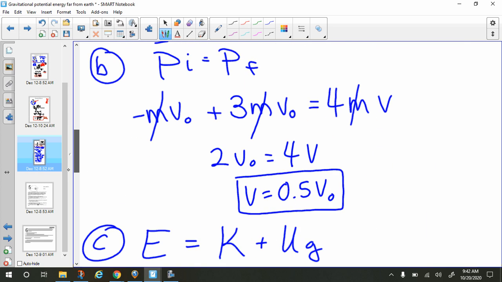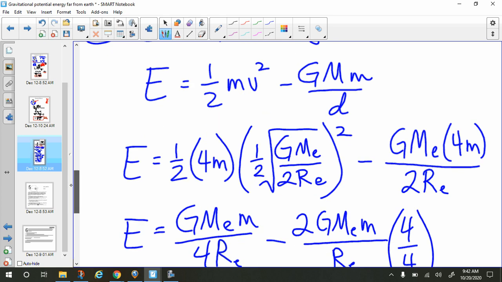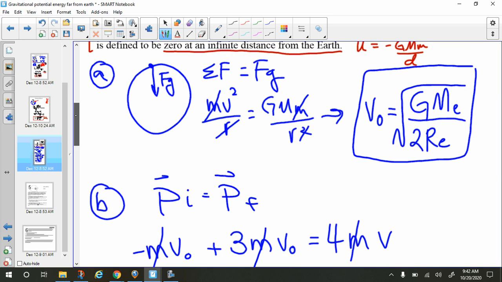Okay, so now we're going to go down here and set this up. We know that the total energy of the satellites once they have collided is kinetic energy plus gravitational potential energy. So kinetic energy is 1/2 mv squared. Gravitational potential energy is negative GMm over d. And then I'm just plugging in my special variables. So 1/2 times the mass, which is 4m, times the velocity. I'm using my velocity that I derived up here.